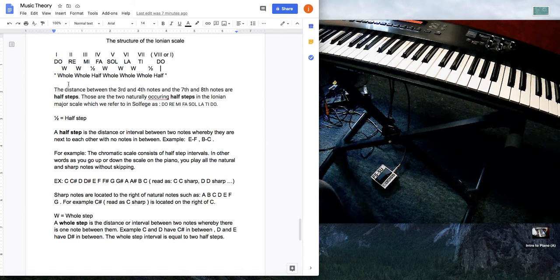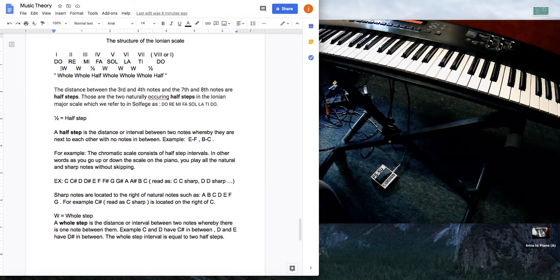What does that mean? That means that between the first and the second degree of the scale is a whole step. Between the second and the third is a whole step. Between the third and the fourth degree of the scale is a half step. Between the fourth and fifth, the fifth and sixth, and the sixth and seventh, these are all whole step intervals. However, between the seventh and the eighth, or back to 1, if you will, it's a half step. Okay? Now, what is meant by whole and half step? Alright, we'll get to that.